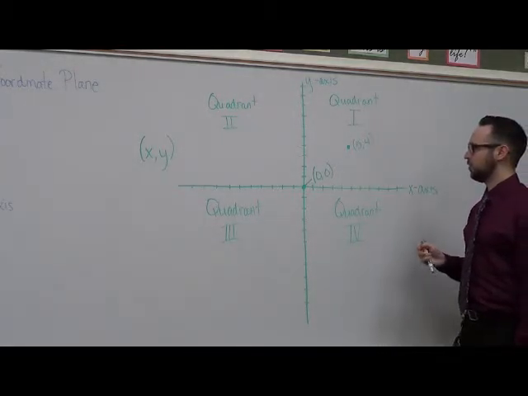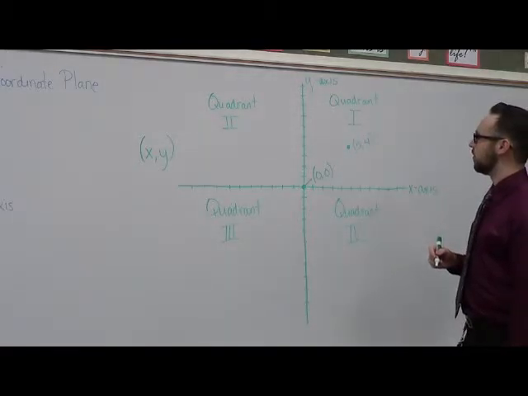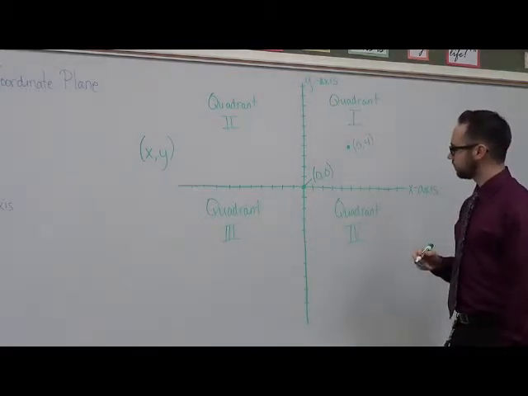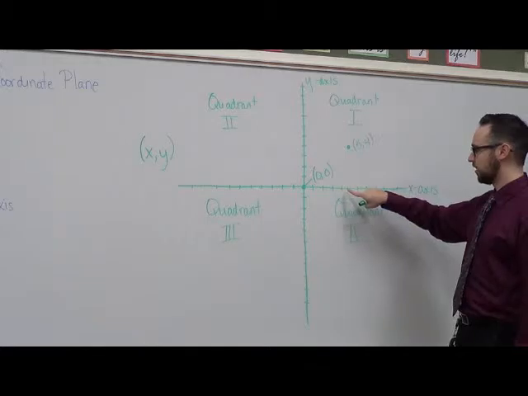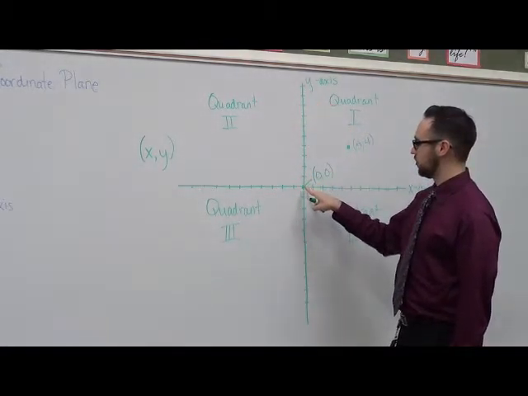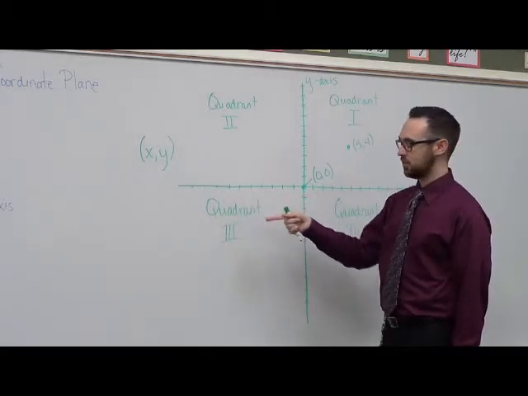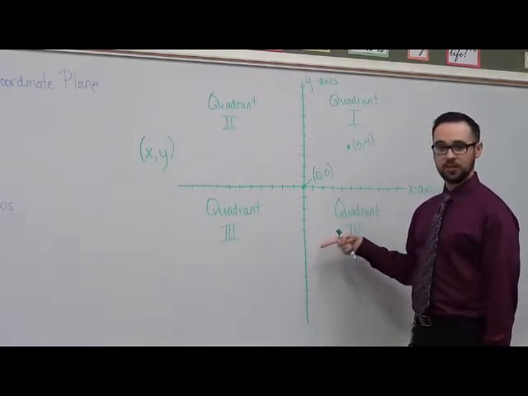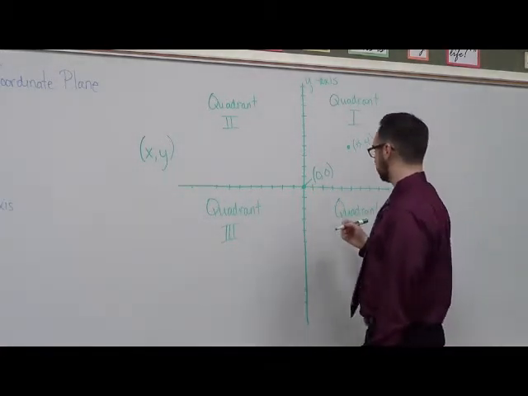Sometimes they'll give them letter names or whatever, but we don't have to do that for now. So to the right is positive, and up is positive. To the left is going to be the negative x's, and down is going to be the negative y's.